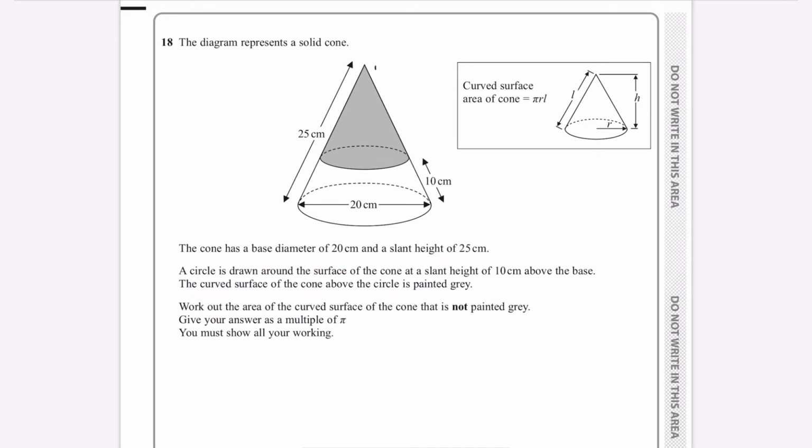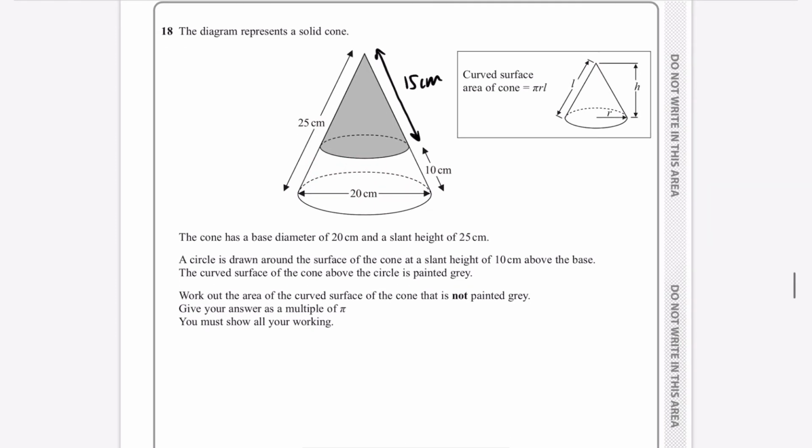So this section up here, which immediately we know is 15 centimeters, because obviously this is the same as this, is being painted grey. Work out the area of the curved surface area of the cone that is not painted grey. So we want this kind of bottom section. Give your answer as a multiple of pi. You must show all your working.